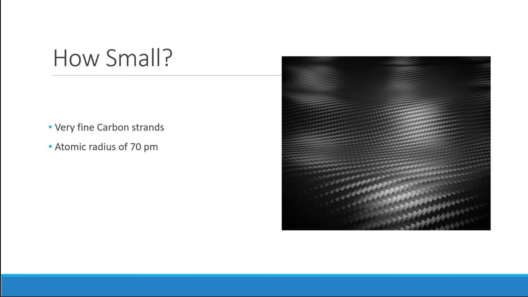But overall, carbon fiber is a modern material that is being used in a variety of different machines due to its strong but lightweight nature.